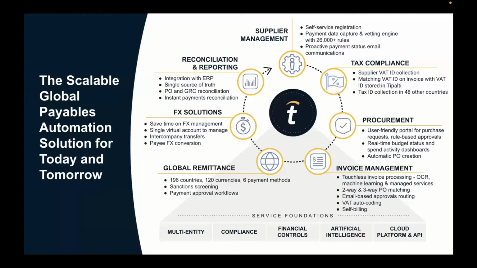There's also sanction screenings and bank code validation using 26,000 rules embedded within the system to make sure that even when the supplier is putting in their details, we're capturing the right details, but also we're not paying any bad suppliers. So that's happening within the platform.